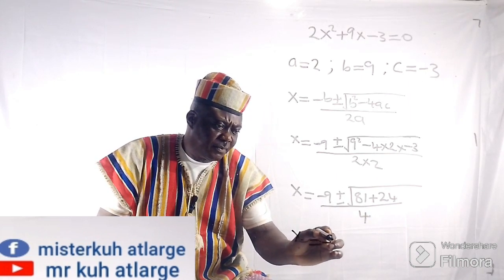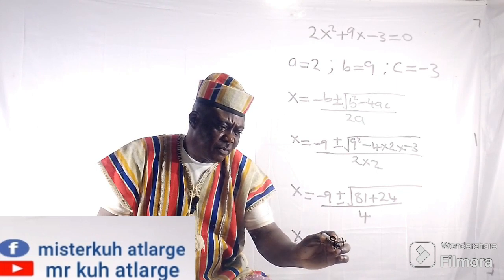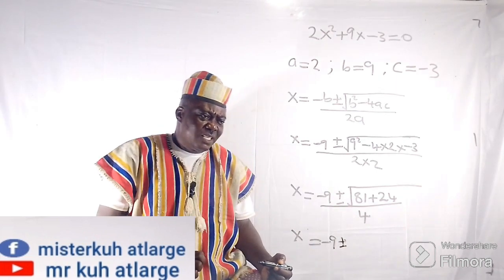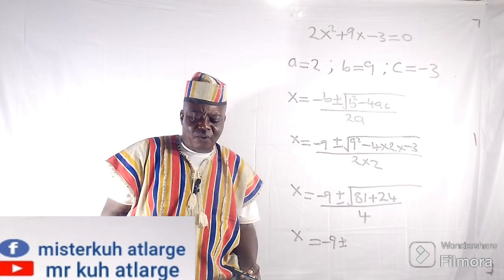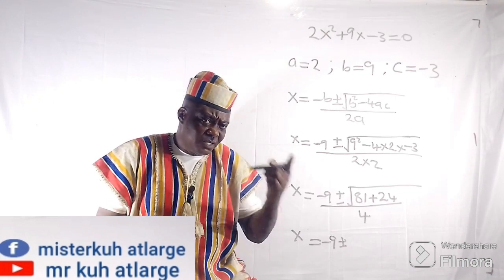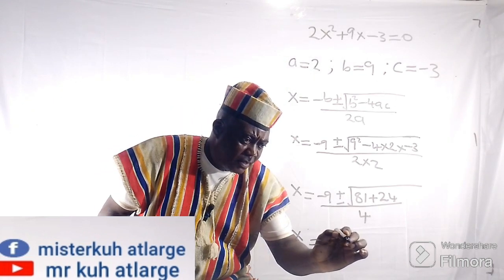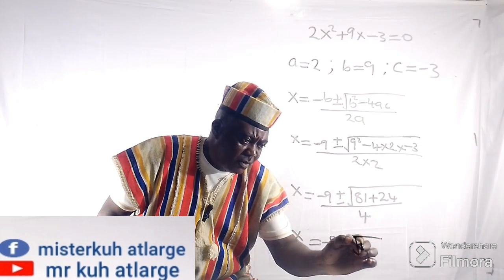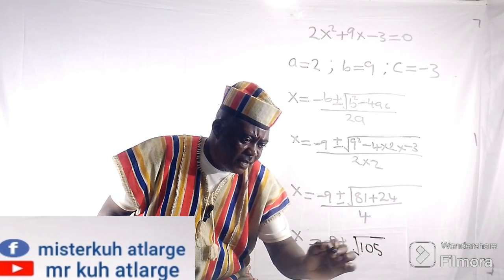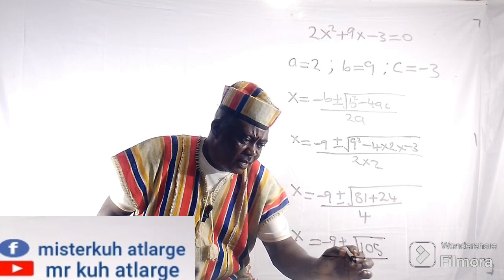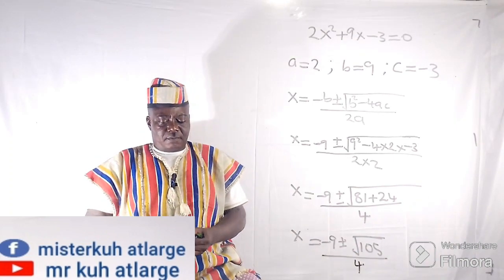So you have minus 9 plus or minus square root of 81 plus 24, which is 105. So square root of 105 over 4.